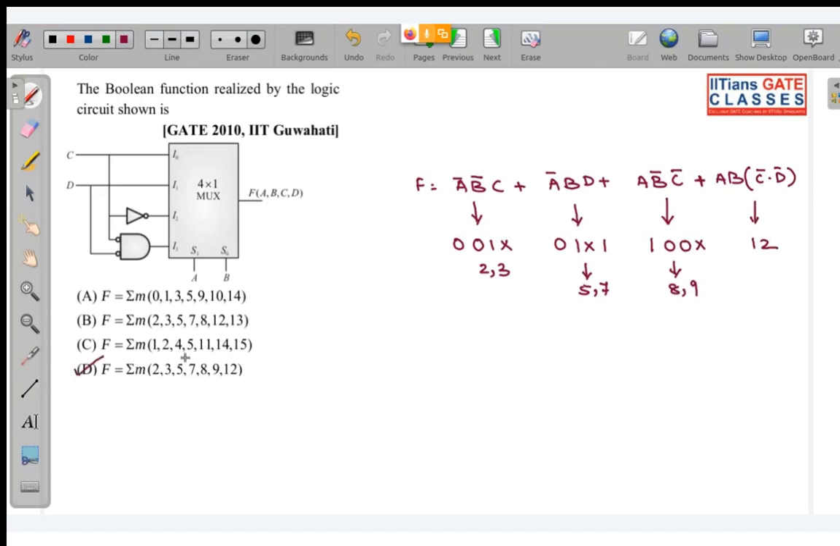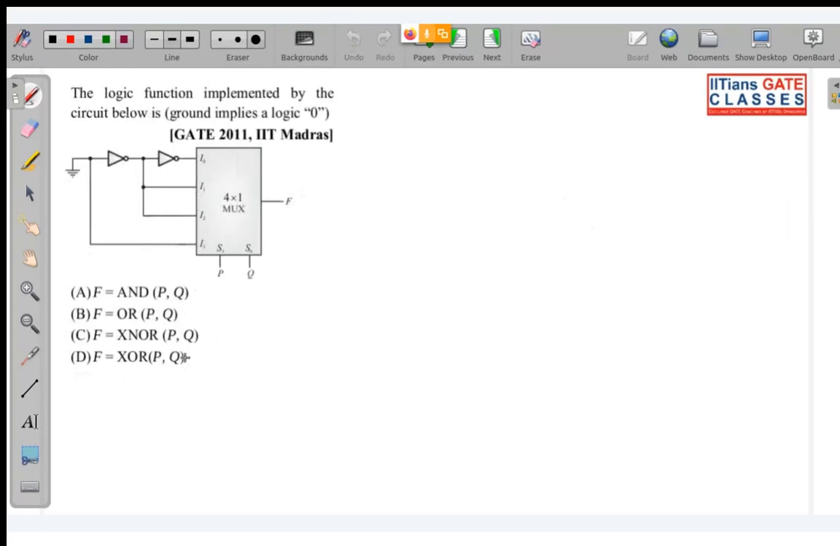Option D is your correct answer. So Chandana has got option D. So others, why are we not getting? Okay, solve this next question. Solve the next question.